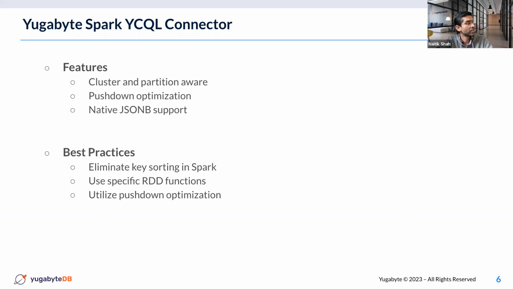The other feature that we have is push down optimization, right? That's basically inbuilt within the Spark Yugabyte connector, which allows the push down of the SQL queries onto Yugabyte for execution. This is very important and efficient because it would reduce the amount of data that needs to be fetched from the database, right?